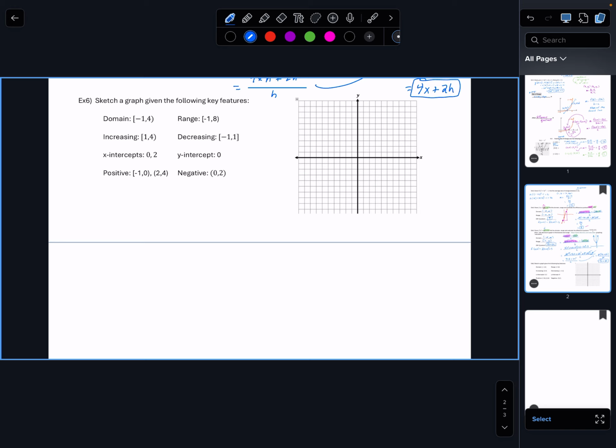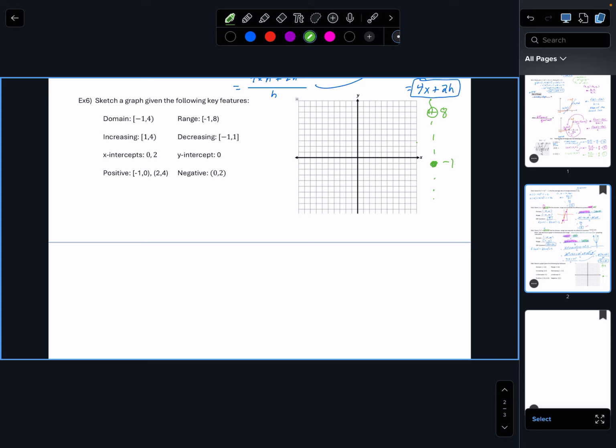All right, so the domain is -1 to 4. The range is -1 to 8. I'm actually going to map that -1 to 8. -1 is solid, and 8, 1, 2, 3, 4, 5, 6, 7, 8 is solid. So I've got to make sure it doesn't go below -1, it doesn't go above 8.